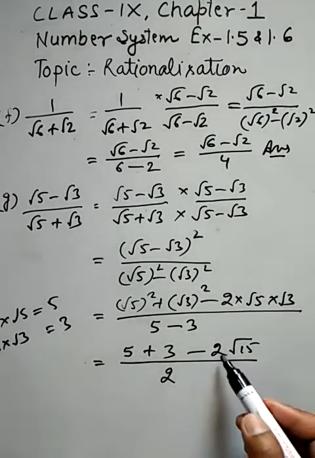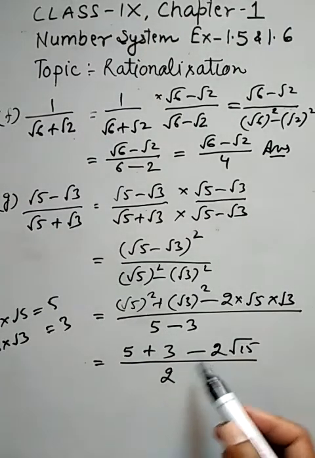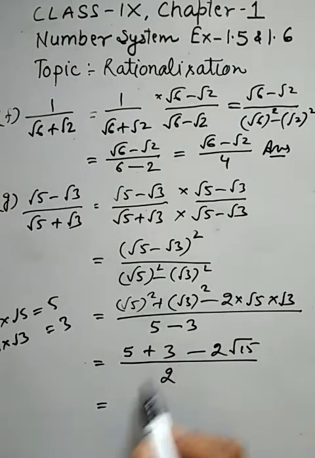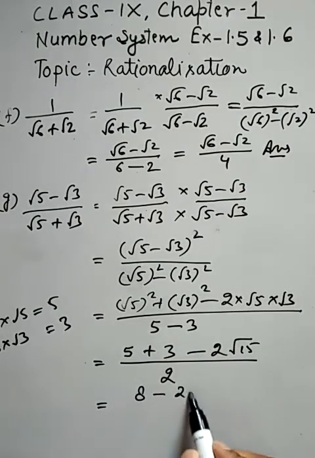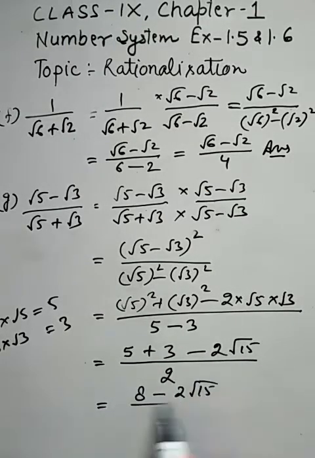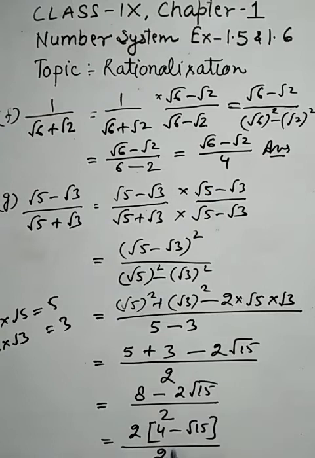Most of the students cancel 2 with 2, but it is wrong. 5 plus 3 is 8, minus 2 root 15 upon 2. Now can 2 cancel with 2? No. Can 2 cancel with 8? No. What will we do? Take 2 as common from the numerator. Left with 4 minus root 15 upon 2. So 2 cancels with 2. We are left with 4 minus root 15. This is the answer.